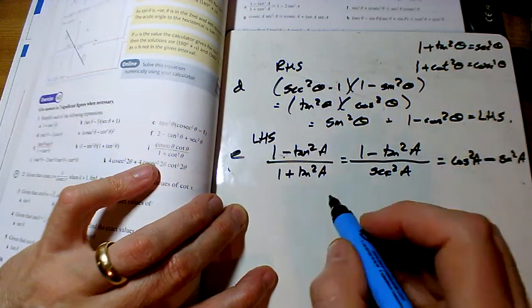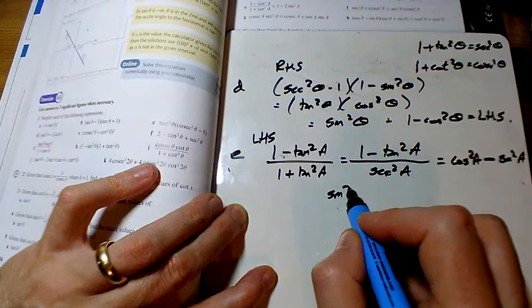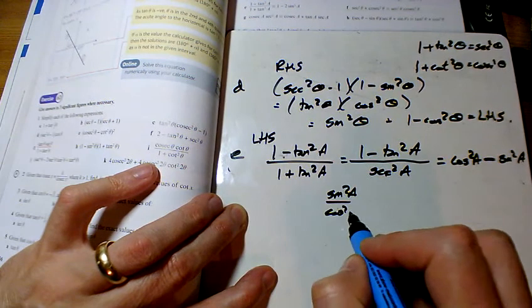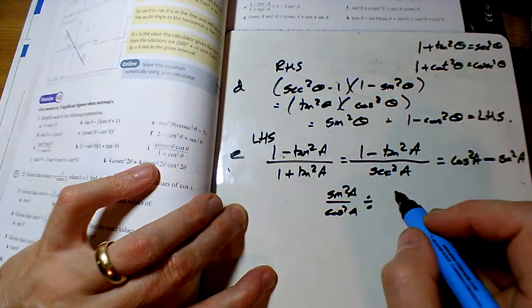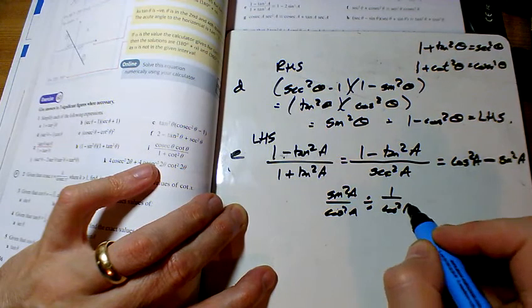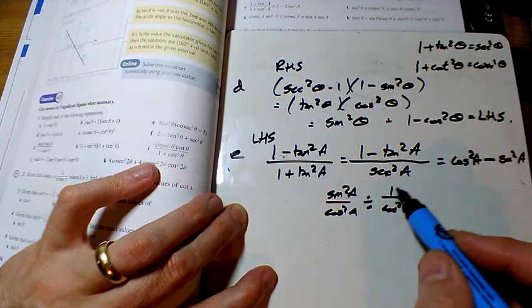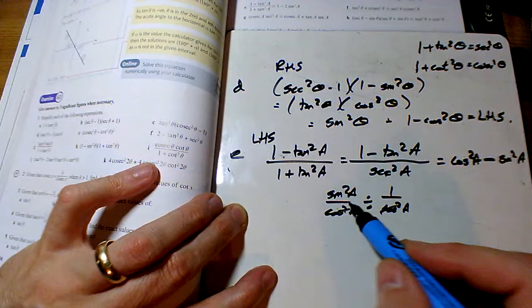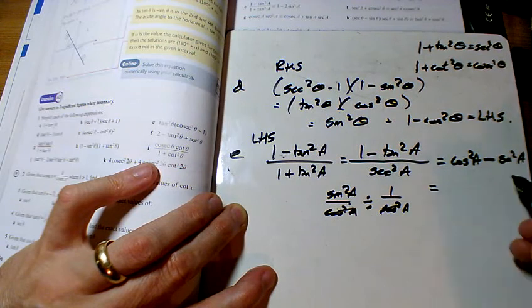Do you want to show that? So tan, of course, is sine over cos. And I'm dividing by sec, which is 1 over cos. If I'm dividing by this, I'm multiplying by it upside down, and they'll end up cancelling. That's how I got the sine squared.